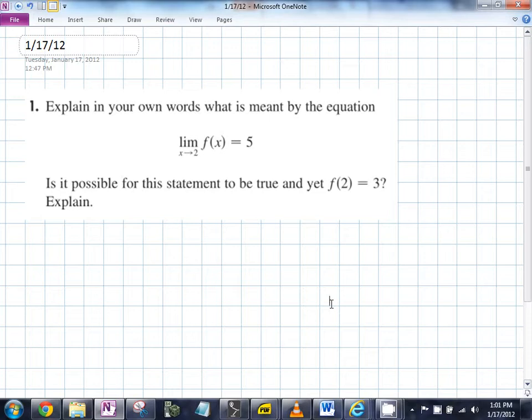Is 5 being the y value? Yes, that's correct. 5 is an output. X going to 2 is an input. So as you approach 2 from both sides, the output goes to 5. And this is the statement that we worked with before.